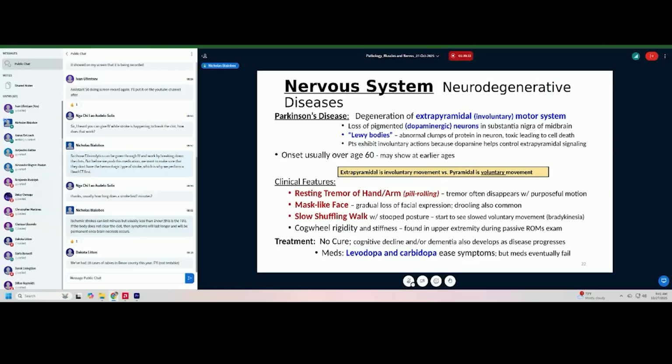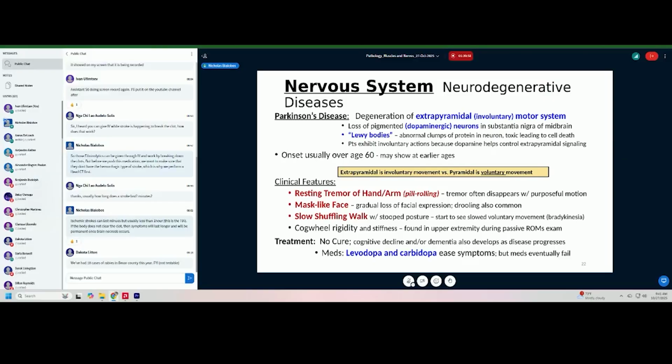There's no cure for this. Over time, this can affect other parts of the brain, so these patients can also develop dementia. We try to give them dopamine, and the meds we give them are levodopa and carbidopa. We give them together, because if we give dopamine to somebody, our body's going to break it down before it gets into the blood, or before it gets into the brain.